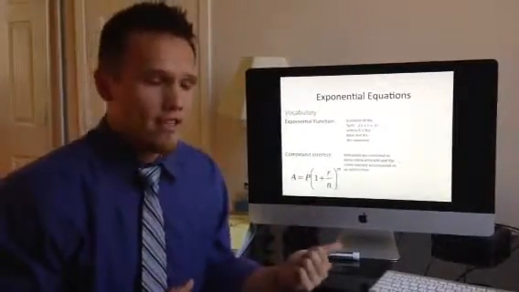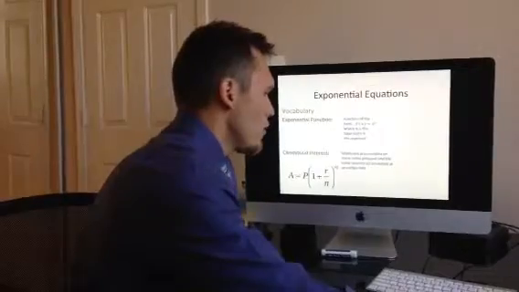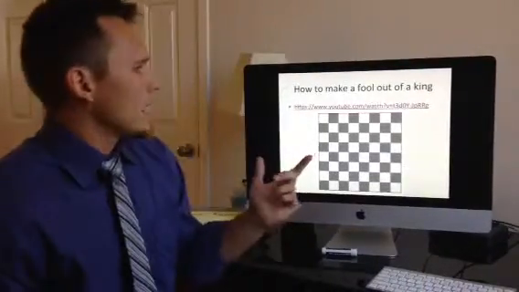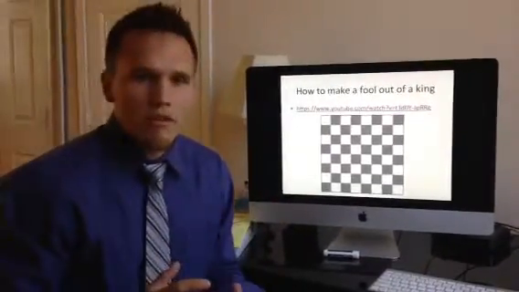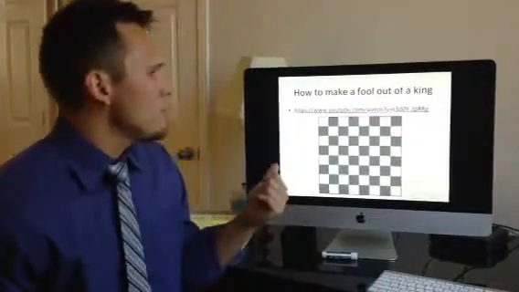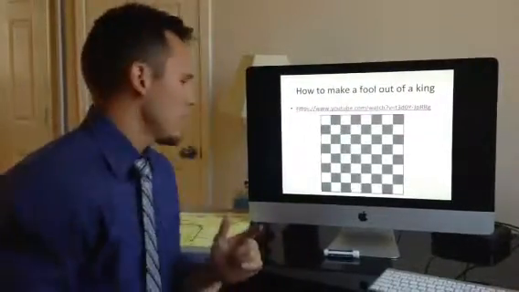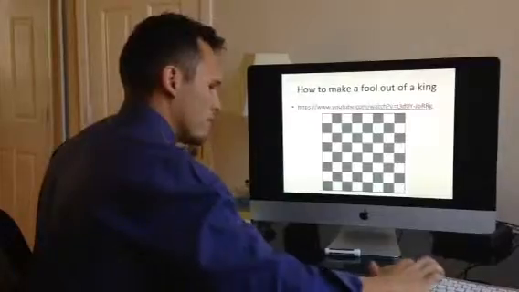This formula is going to be very, very important to talk about, and you are going to have to know it for your unit test. In order to be able to start talking about exponential functions, I want to show you a little bit of a video, and it has to deal with how do you make a fool out of a king, okay? So let me go ahead and introduce that to you first.